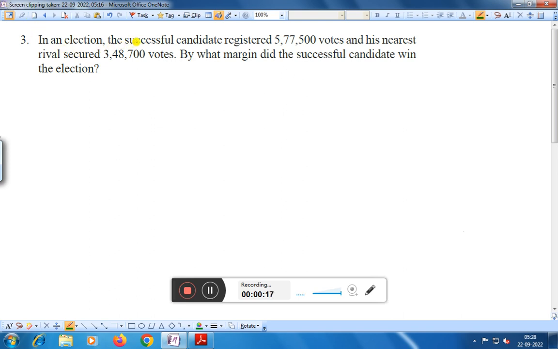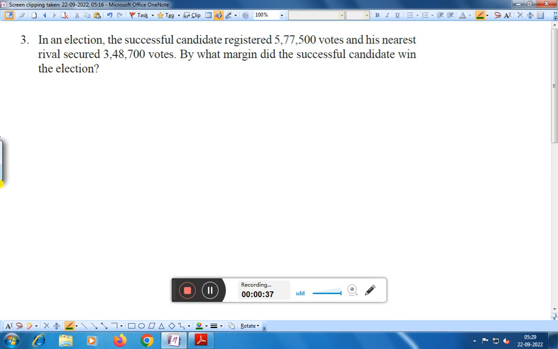In an election, the successful candidate registered 577,500 votes and his nearest rival secured 348,700 votes. By what margin did the successful candidate win the election?